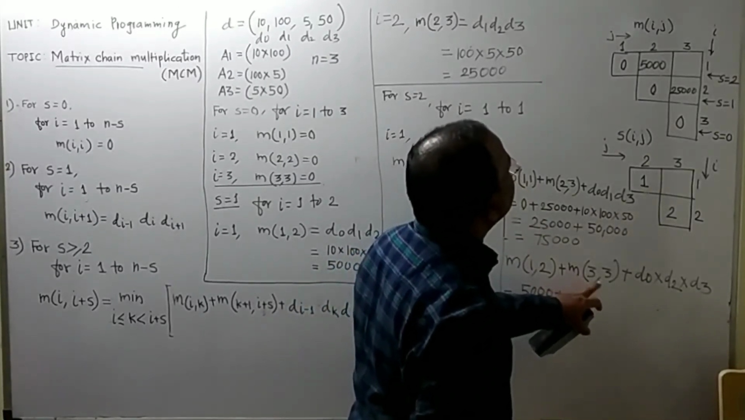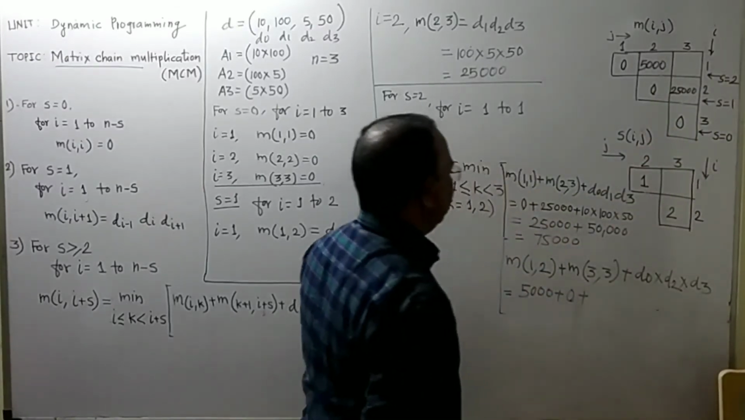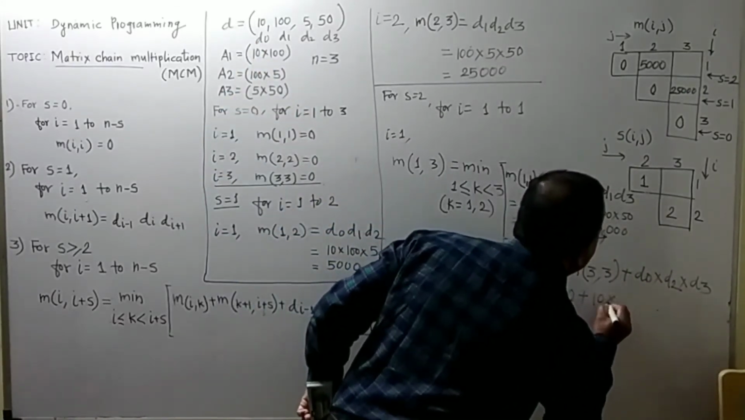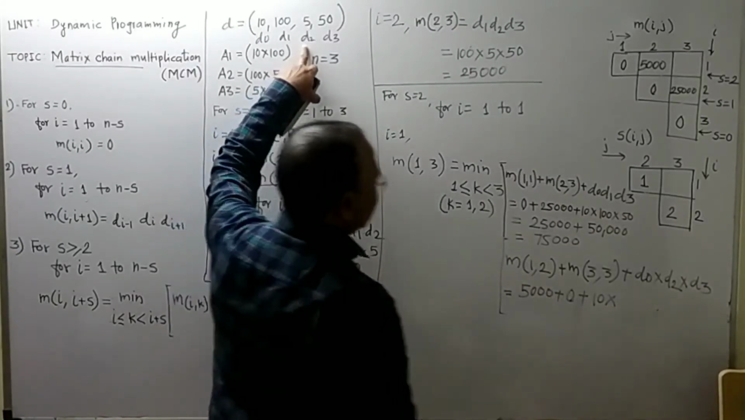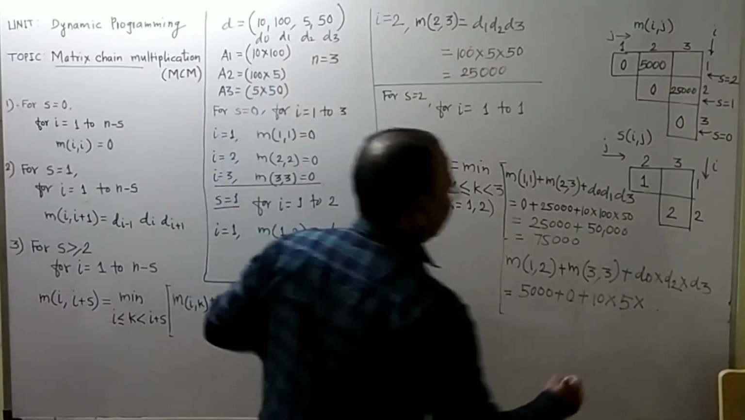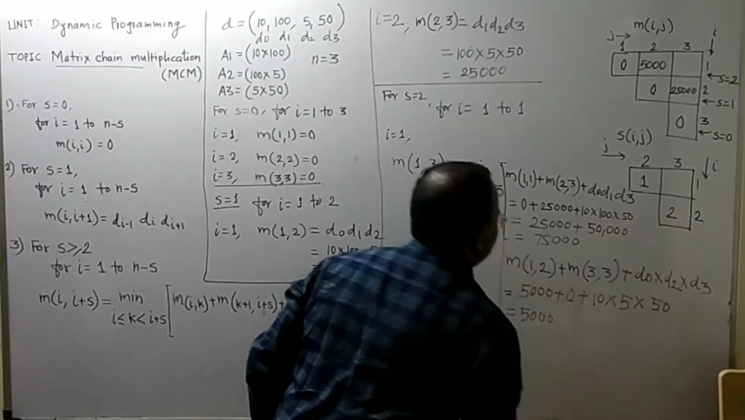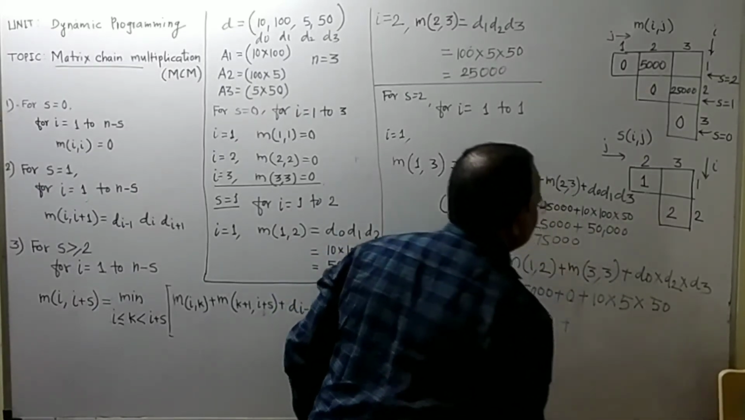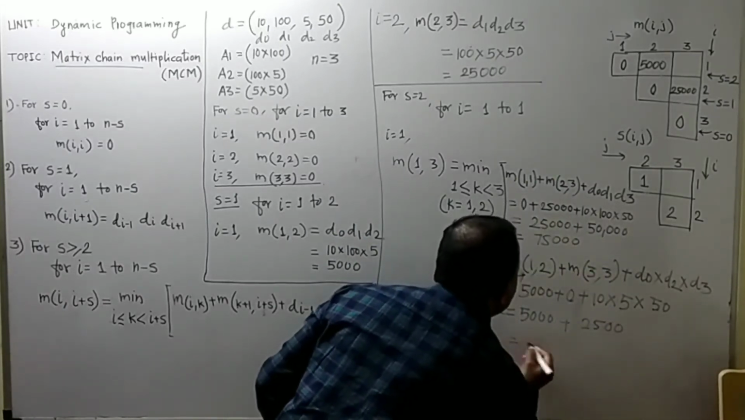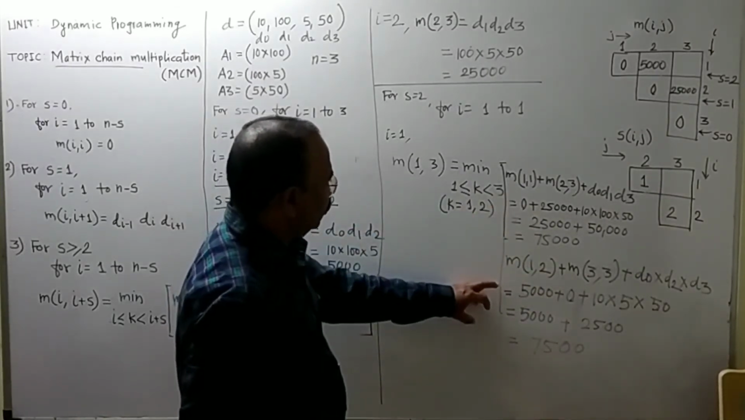Plus M33 is 0, plus d0, we have d0 as 10, d2 is 5, d3 is 50. This is equal to 5000 plus 2500, which is equal to 7500. So we have got two values.